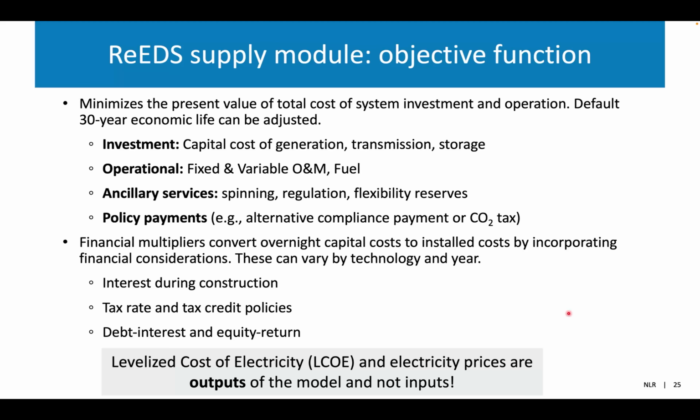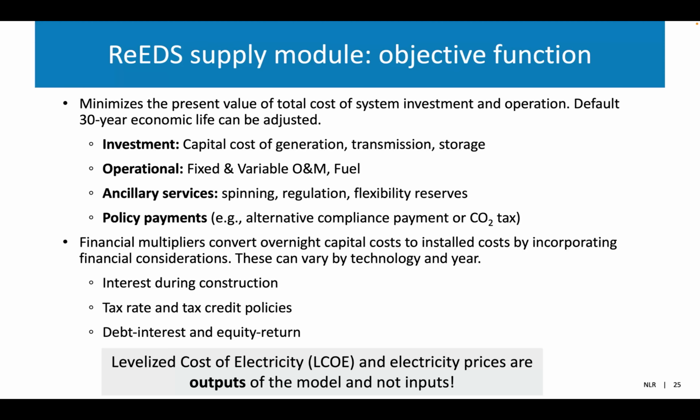The objective function of ReEDS also accounts for the financing aspects of new installed capacity by taking the infrastructure's overnight capital cost and applying financial multipliers that vary by technology. So these would be things like interest accrued during construction phase, tax rate and tax credit policies, debt to equity ratios, and others.